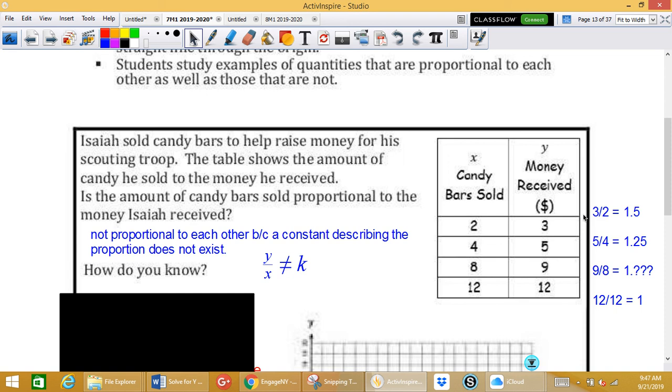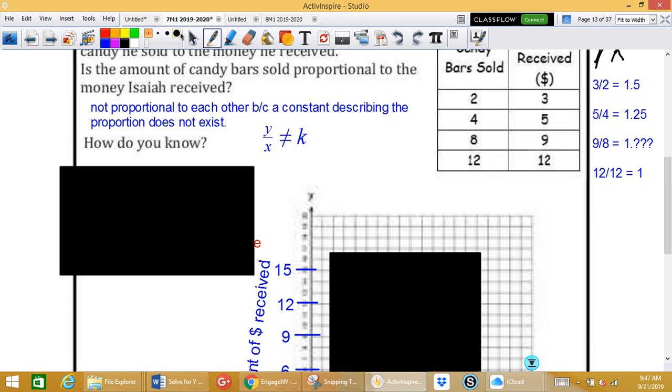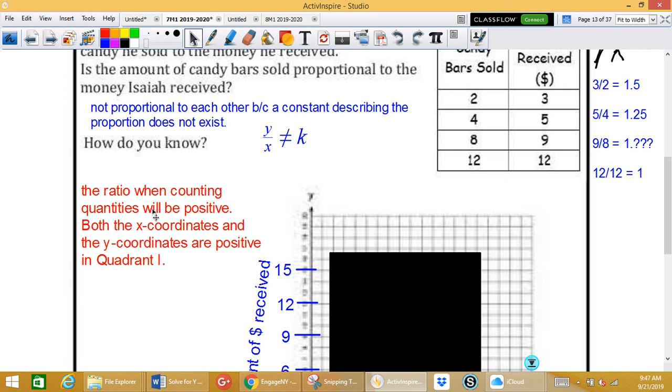So that means when I divide my y divided by my x, I do not get the same number. It's different all the way through. So my y divided by my x does not equal 1k. How do we know it's not proportional? The ratio when you're counting quantities. Oh wait, I already answered that one.